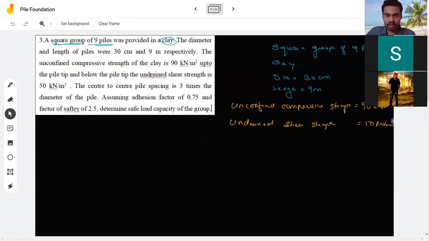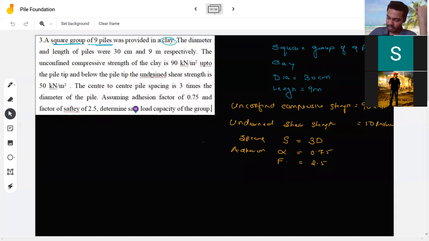The center to center pile spacing is 3 times the diameter. So I got my spacing equal to 3 times the diameter. Apart from that, assuming adhesion factor, that is alpha, this is my adhesion, this is my spacing. Adhesion factor is 0.75, and the factor of safety that you have to consider is 2.5. What you have to calculate? You have to calculate the safe load capacity of the pile, that is, you have to calculate Q safe.